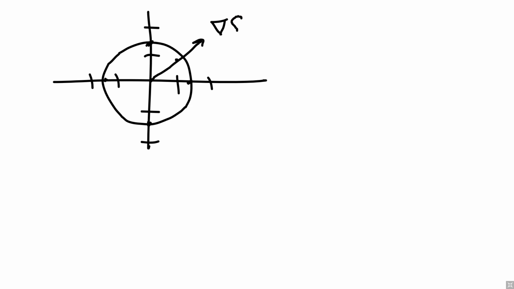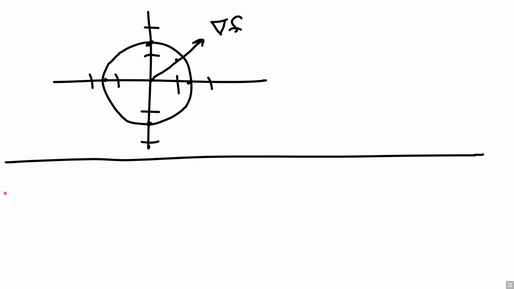And this will represent the gradient of f, because actually the gradient's not going to be on the circle because of how it's defined. Any questions? Okay. All right, so now let's look at our next example.